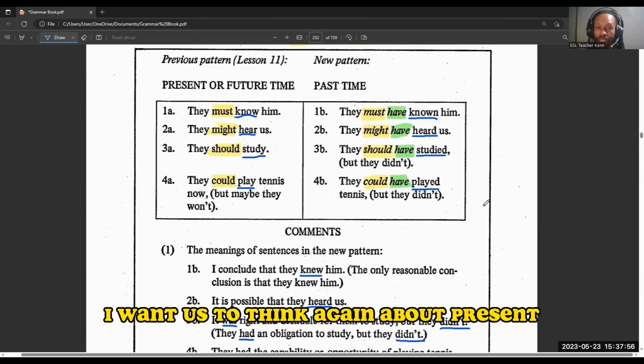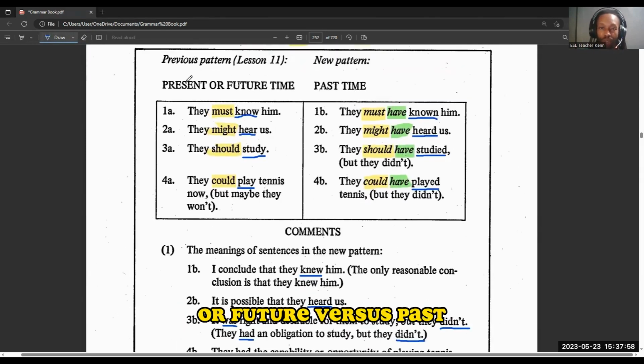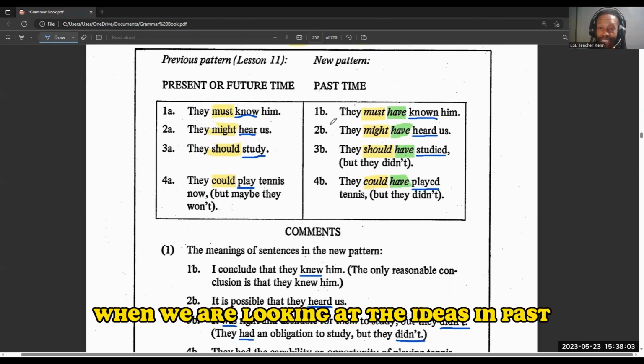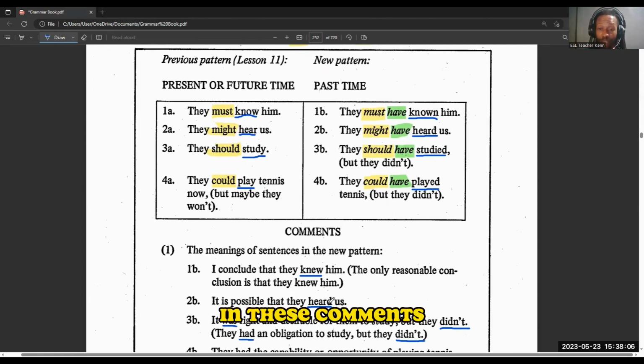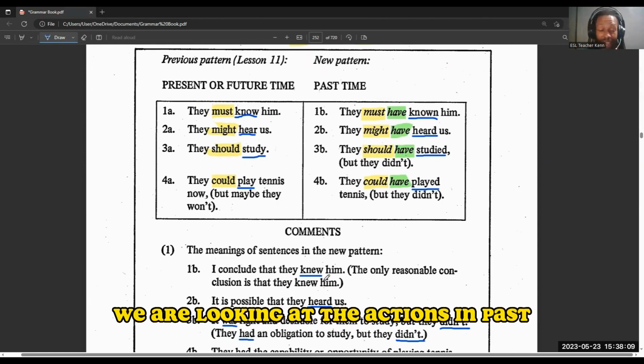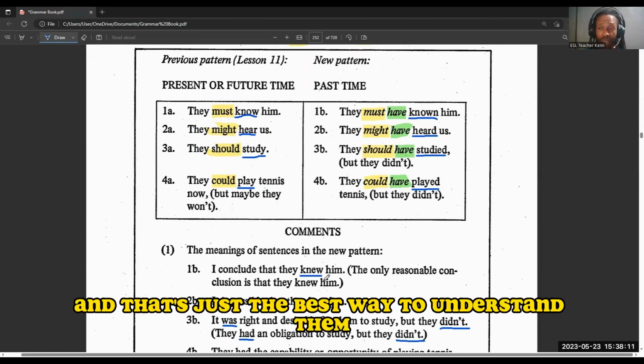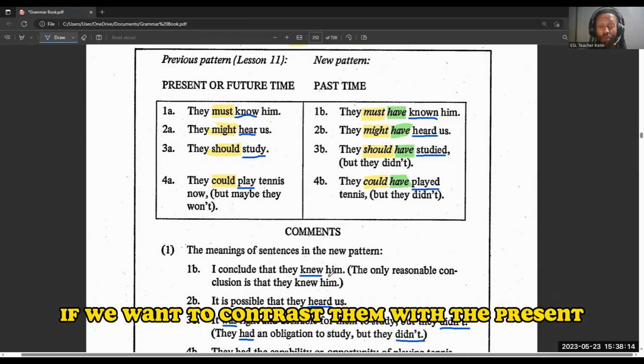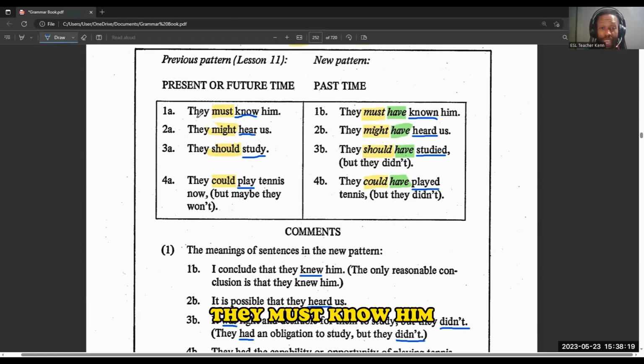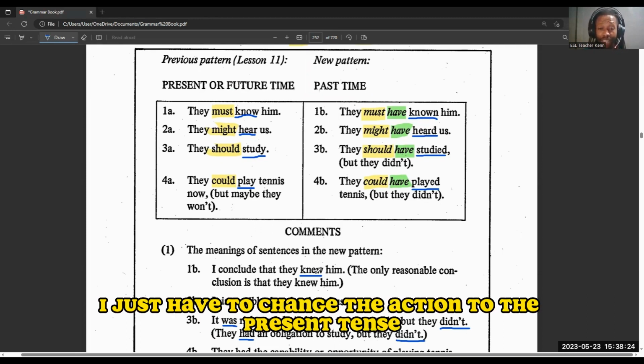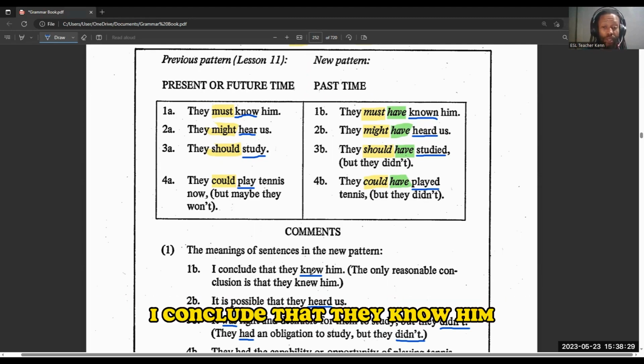I want us to think again about present or future versus past. When we are looking at the ideas in past, in these comments, we are looking at the actions in past, and that's just the best way to understand them. If we want to contrast them with the present, for example, they must know him, which is number 1a, I just have to change the action to the present tense. I conclude that they know him.